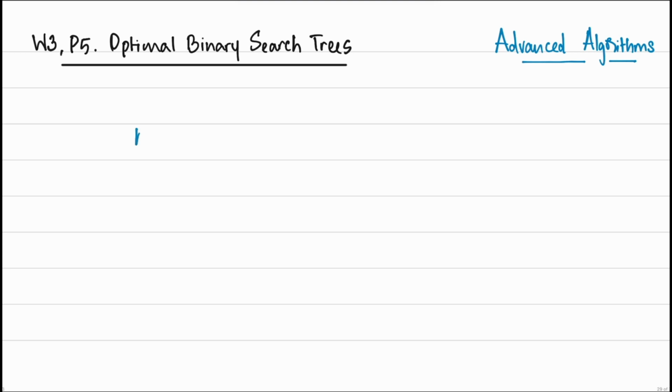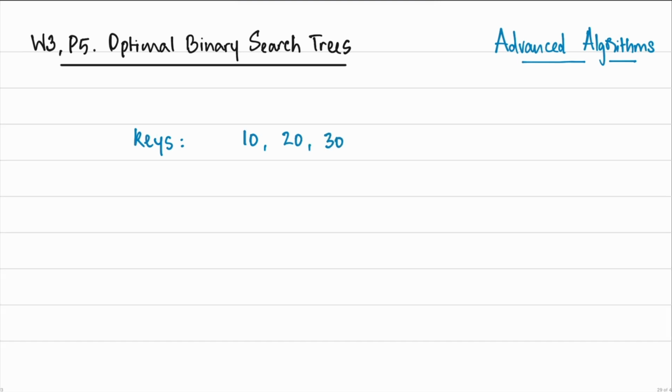Suppose our keys are just 10, 20 and 30. And now let's also put down some frequencies to go with the keys. So let's say 10 is accessed with a frequency of 5, 20 is accessed with a frequency of 1, and 30 is accessed with a frequency of 25. Now I've deliberately put down some very different looking frequencies here just so that I can dramatize the difference in costs between differently structured BSTs.